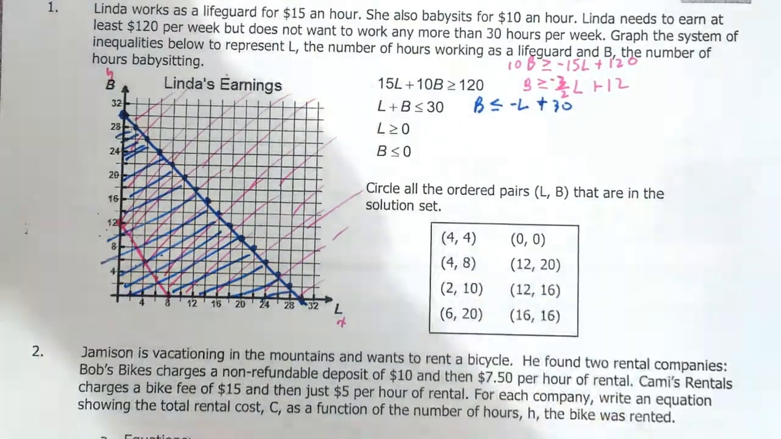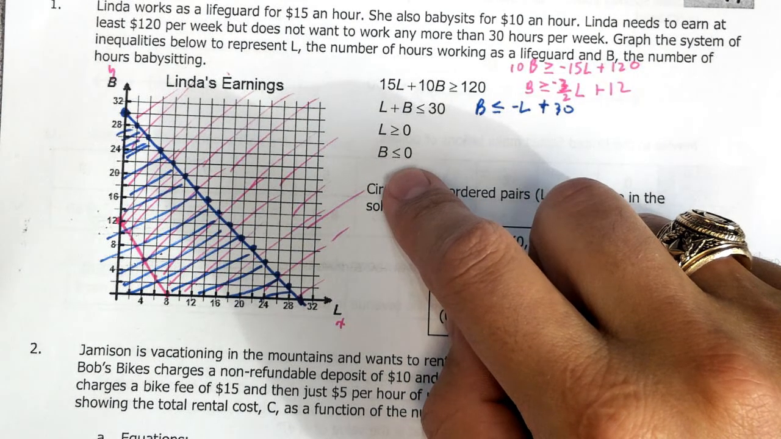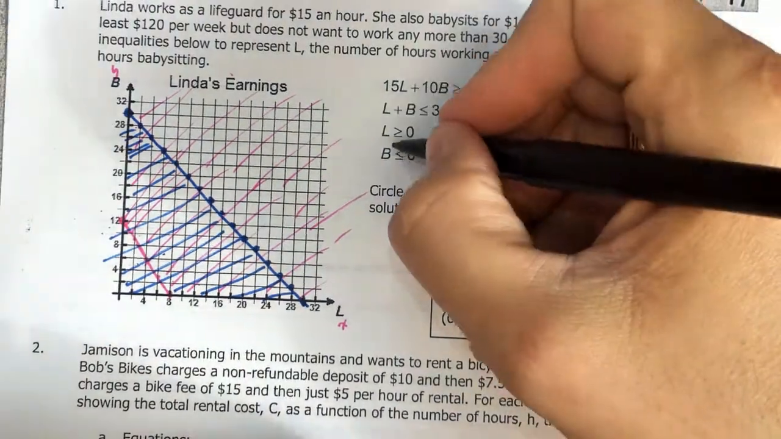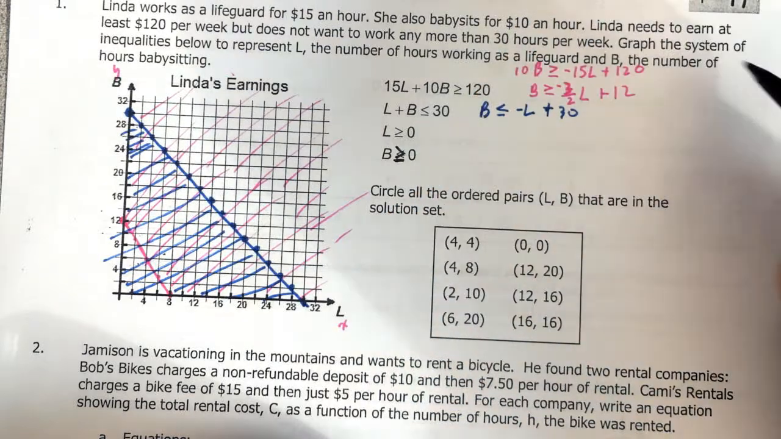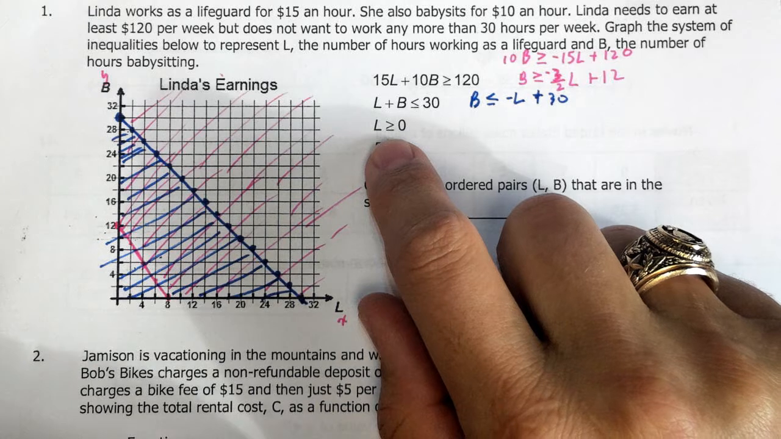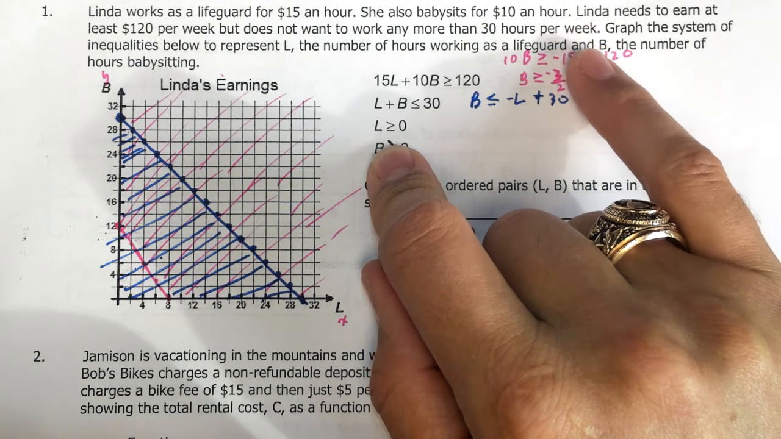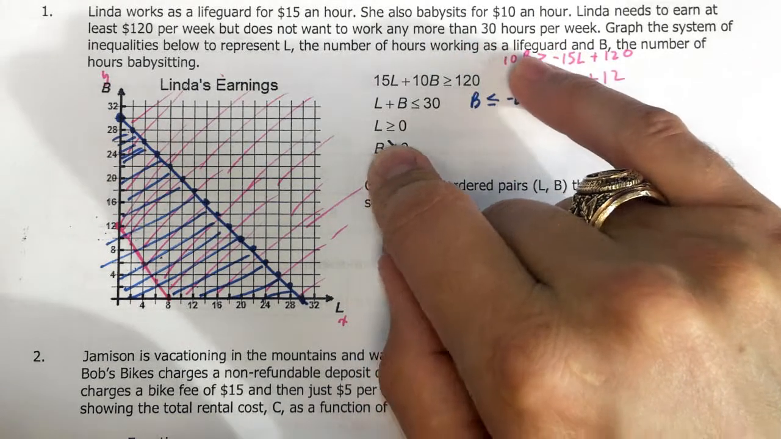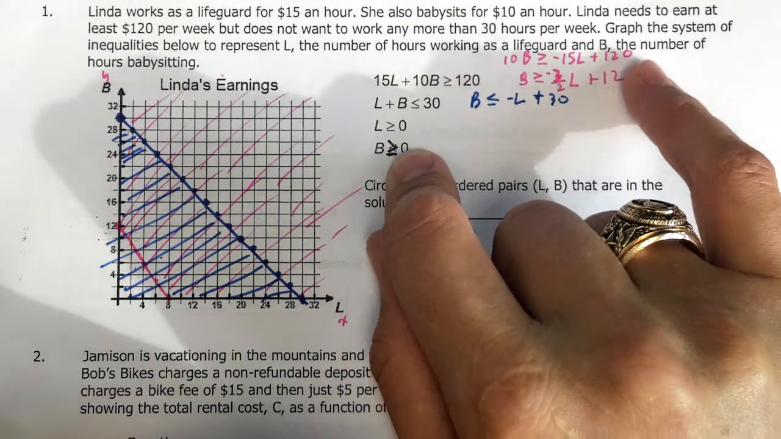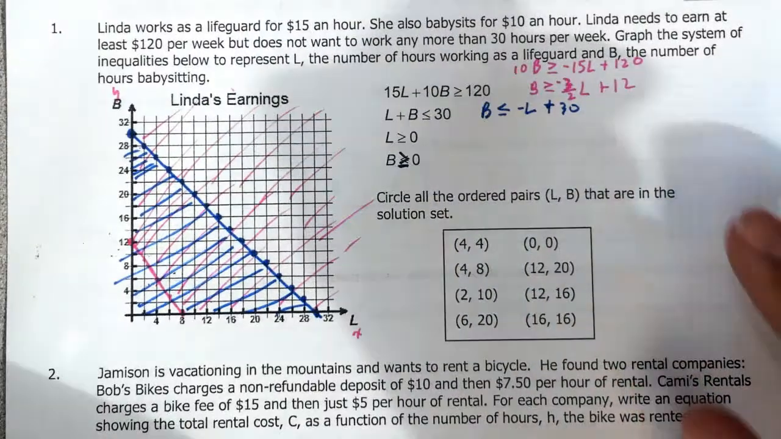And then it has these two other inequalities here. L has to be greater than 0 and B has to be less than 0. I'm pretty sure we need to make this change right here. That needs to be greater than as well. What this is saying is your number of hours, what's L? Number of lifeguarding hours has to be greater than 0, so you have to work something, 0 and more. And B, babysitting, has to be greater than 0 too. So this means it's anywhere in this quadrant, and that's already kind of defined for us.